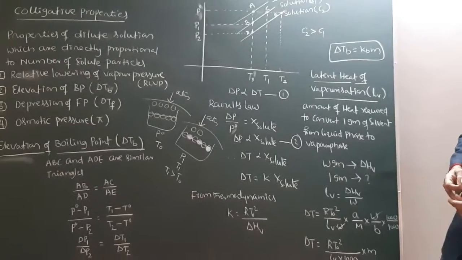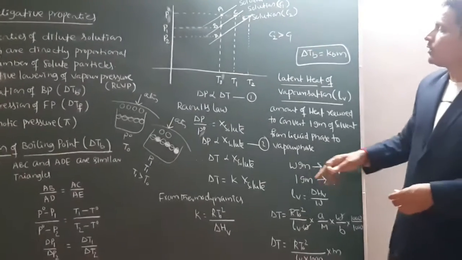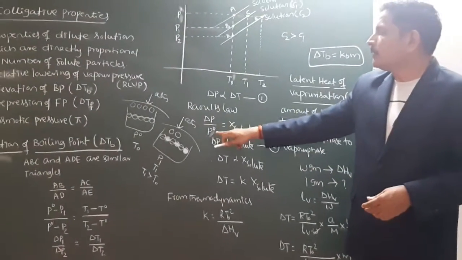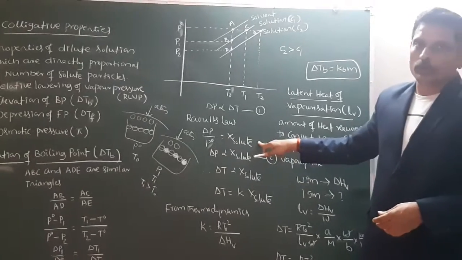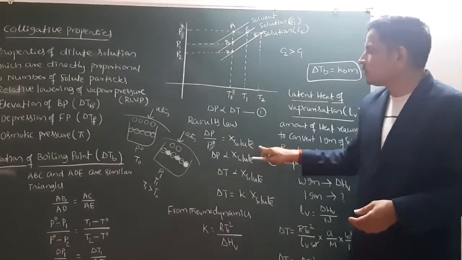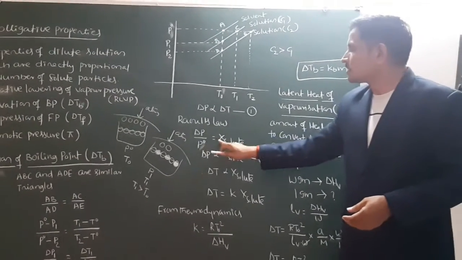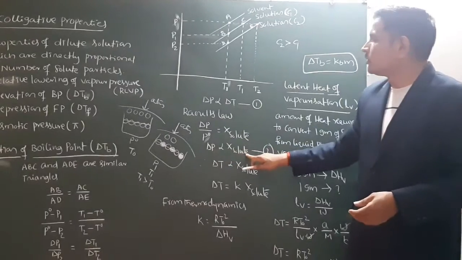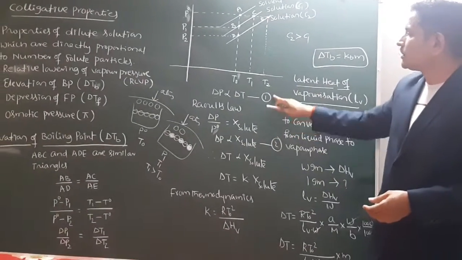We already discussed Raoult's law. According to Raoult's law, P naught minus P by P naught is equal to X solute. That means delta P by P naught is equal to X solute. When this is cross multiplied, delta P is proportional to X solute. Combine the two relations.